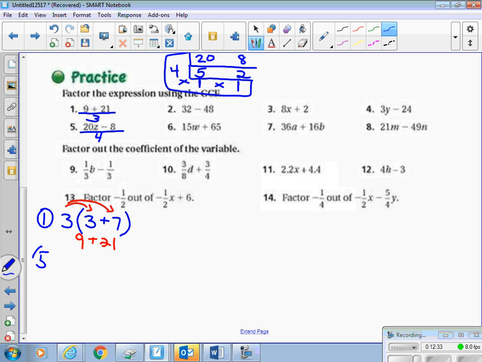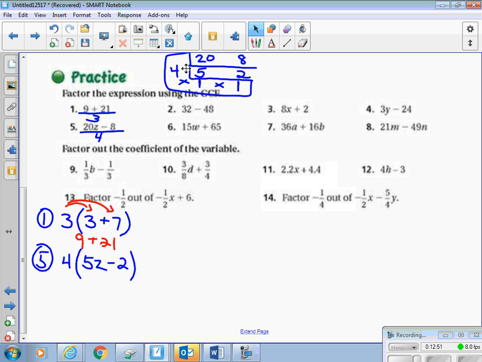So number 5 down here, we know that 4 is going to be our first factor, and the answer to the division will go inside my parentheses. 20z divided by 4 would be a 5z. Negative 8 divided by 4 would be a negative 2. And you always want to distribute to check. 4 times 5z would give me 20z, and 4 times negative 2 would give me a negative 8. And that matches your original, so you're good.